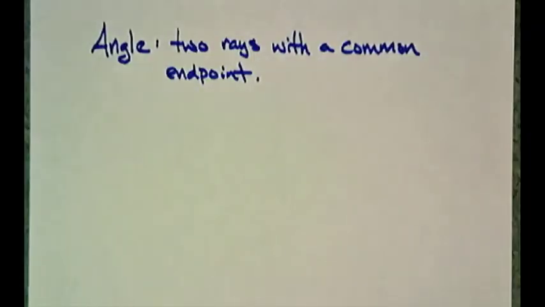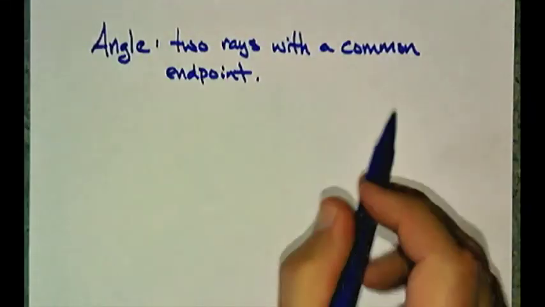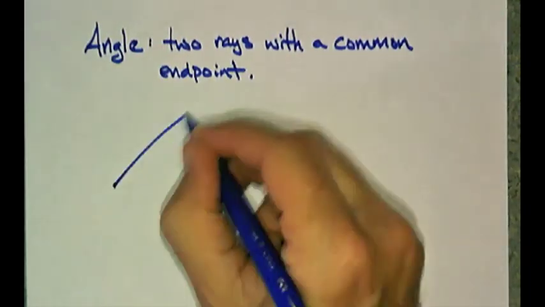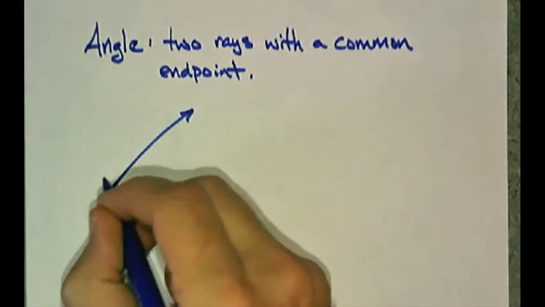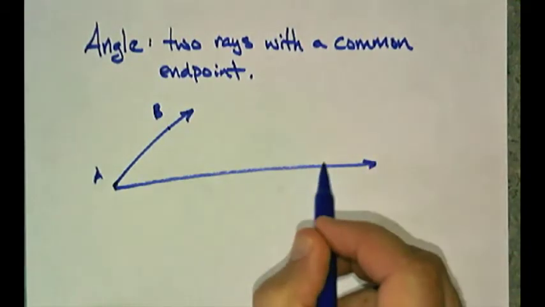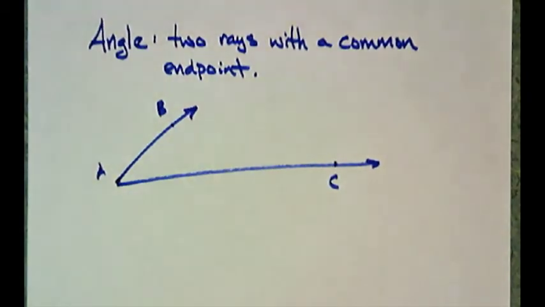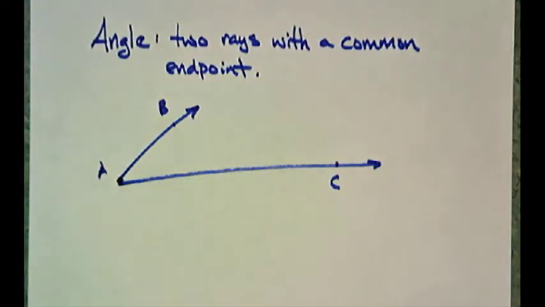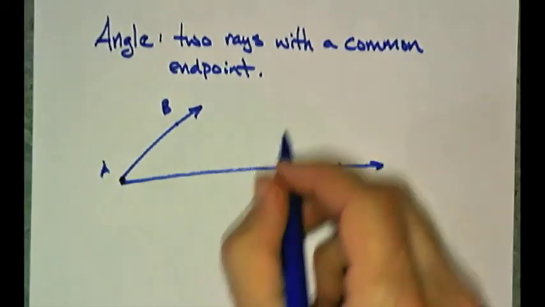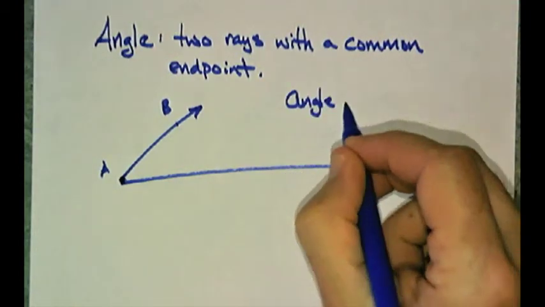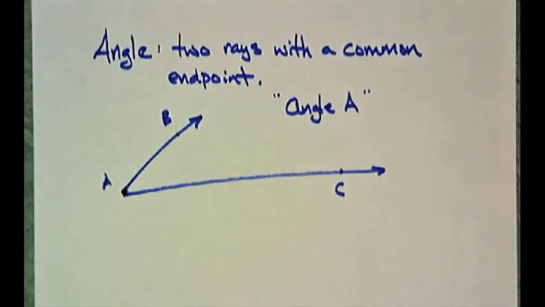Now we're going to introduce angle. Angle is, the definition is 2 rays with a common endpoint, which means that they share one point. So I have a ray that goes this way, and that's ray AB. I have another ray that goes this way, and that's AC. These share an endpoint of A, and they make an angle. And this would be known as angle A. That's one way of writing it.